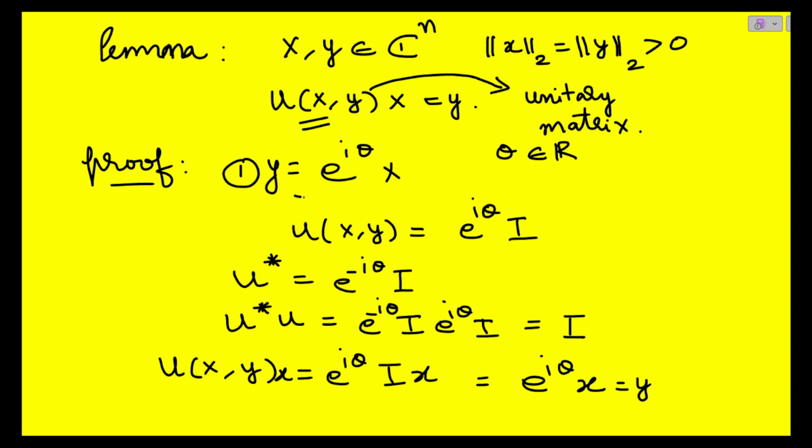So what we conclude is for this case, this is simple. It can be easily done, right? So this is an easy case, right? Now, when we go to the complex one, the next one, when you cannot write y as e to the power i theta times x, that's a little bit involved, right?